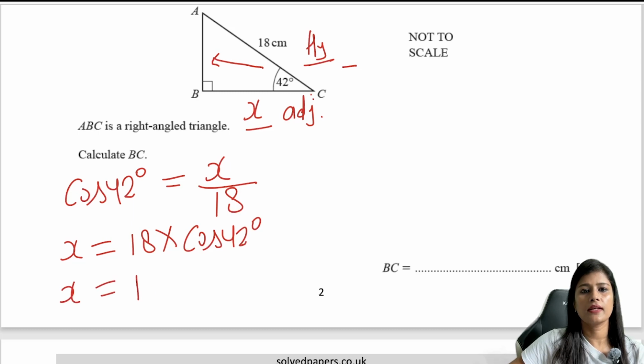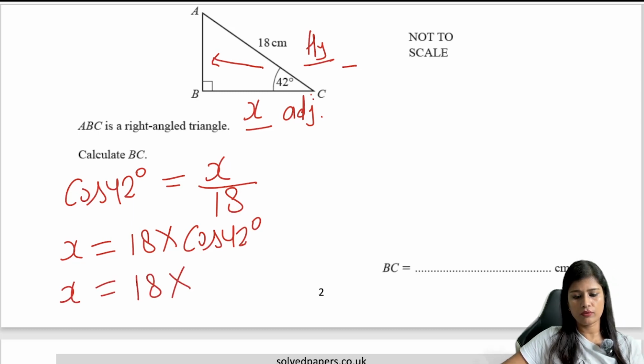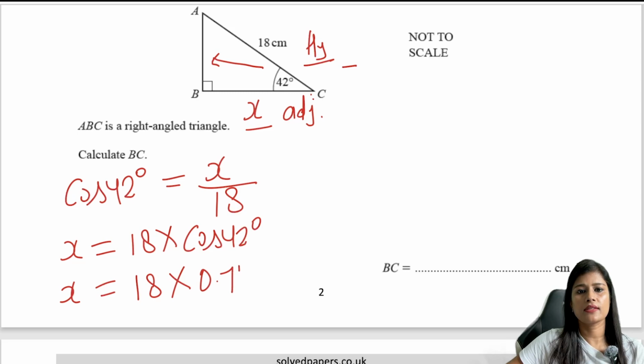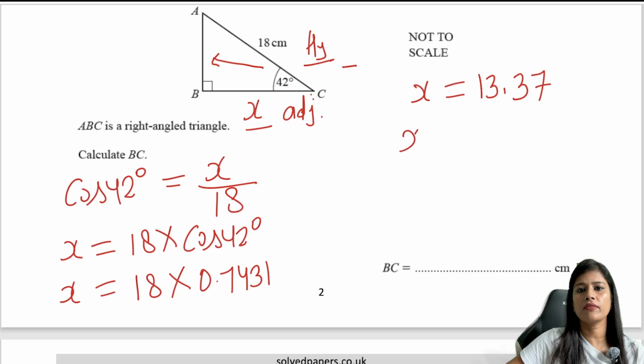x is 18 times cos 42, which will be 0.7431. So the value of x is 13.37. If I round off to one decimal place, the value of x will be 13.4 centimeters.